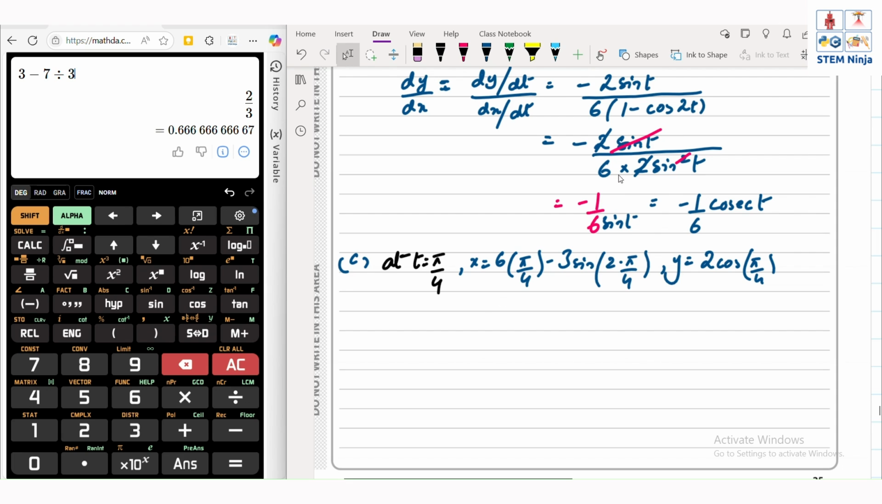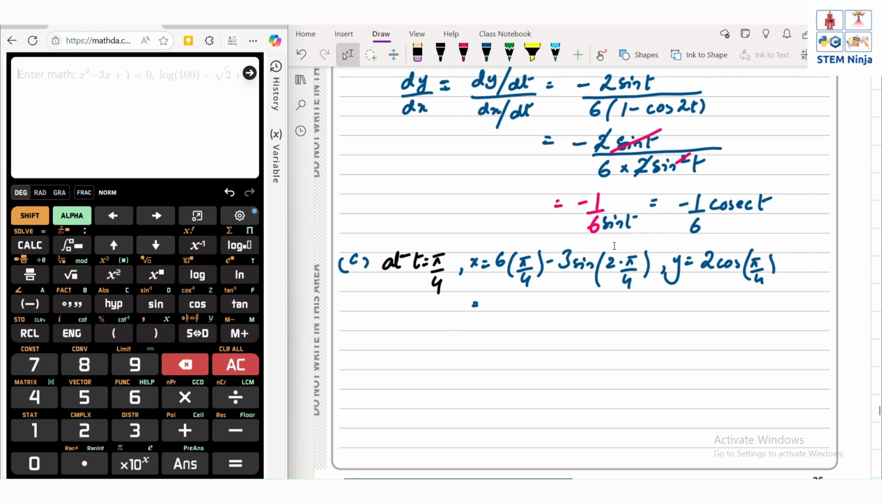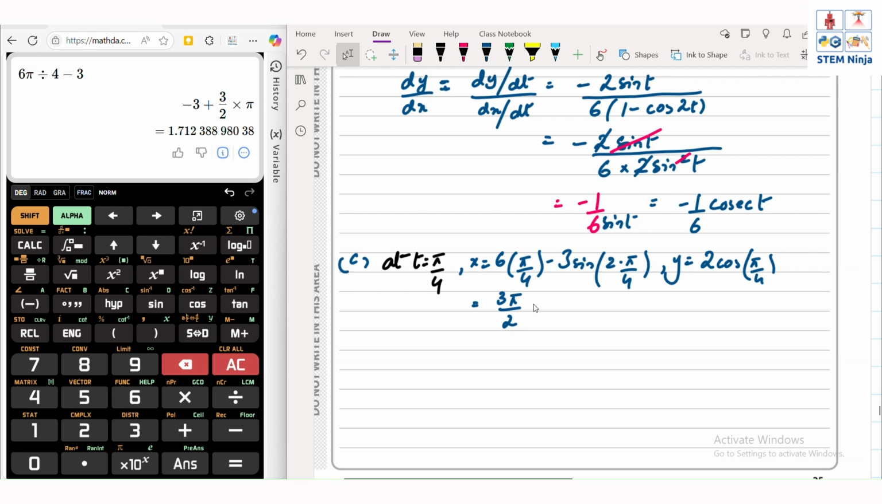These are the first two things. We need the derivative also. So 6 pi divided by 4 minus 3 times sine pi by 2, which is just 1, so basically just minus 3. So we get 3 pi by 2 minus 3. For the other one, cos pi by 4 is root 2 over 2, so y would be root 2.